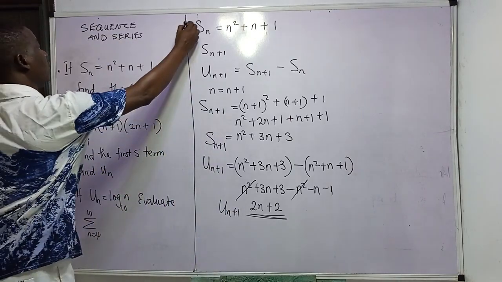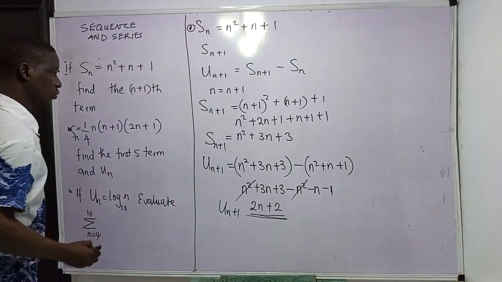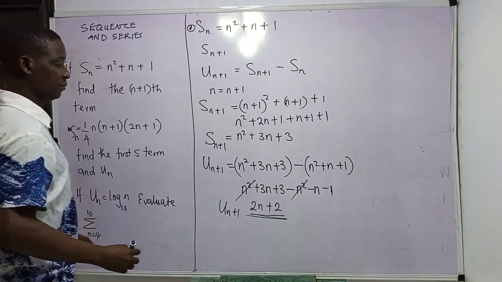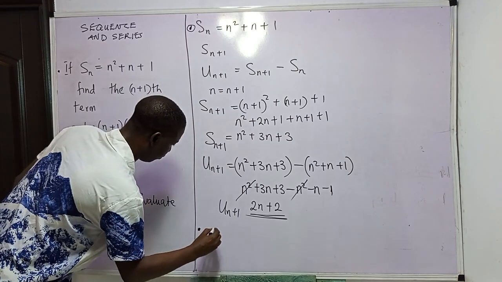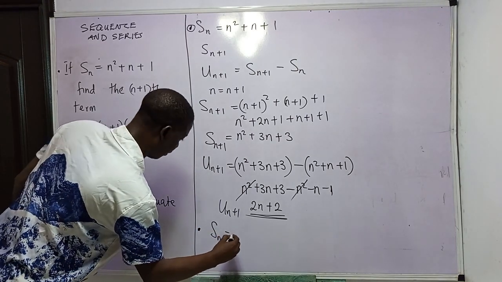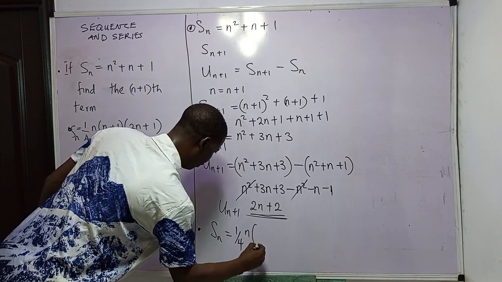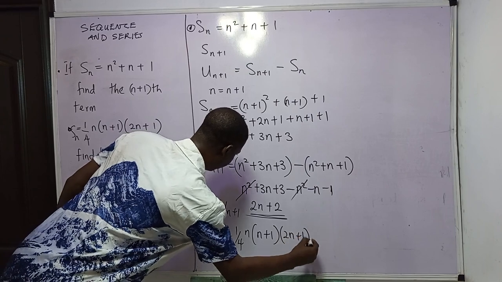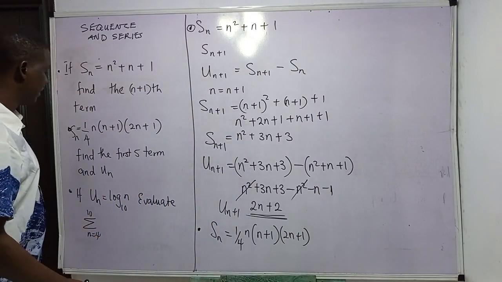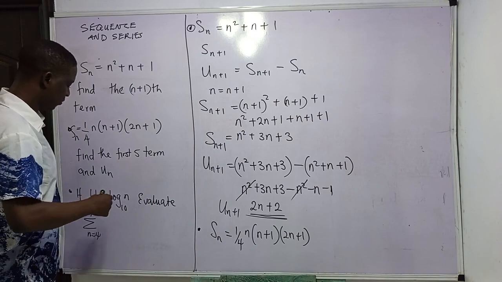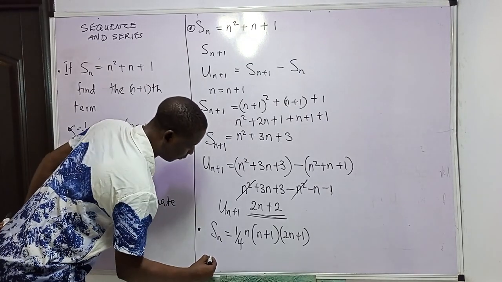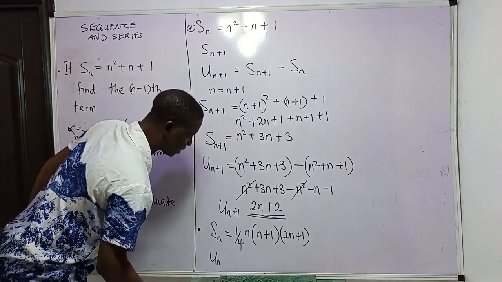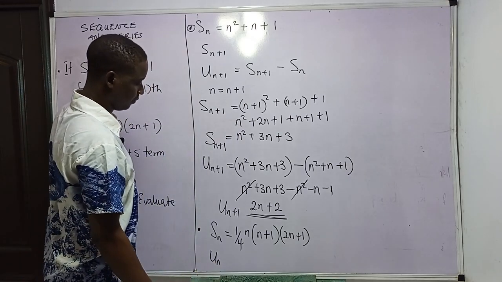We move to solution number 1. Let's go to number 2. It says, if the sum of n terms equals 1 over 4 n into n plus 1, 2n plus 1, find the first 5 terms and u n. First of all, we cannot find the first 5 terms yet. Let's find the nth term first.